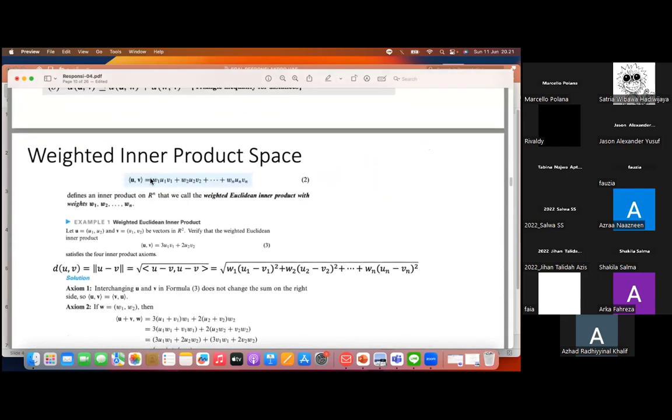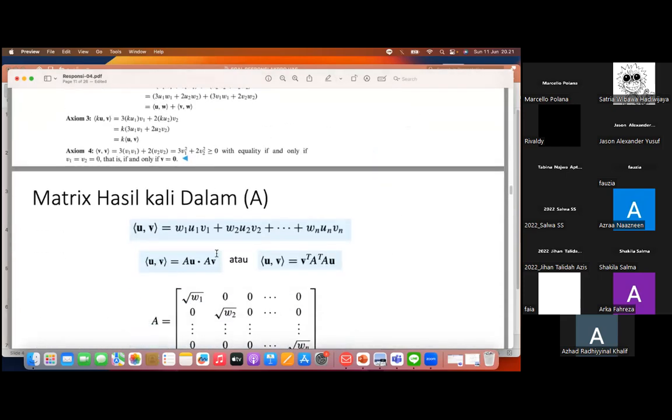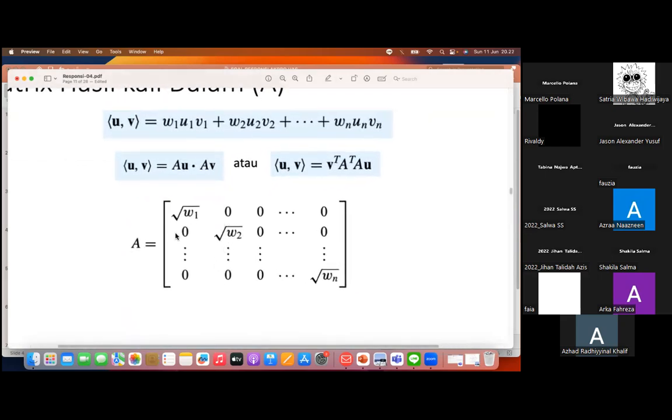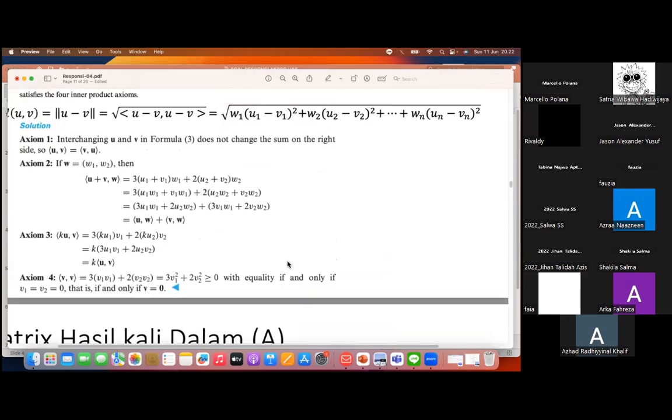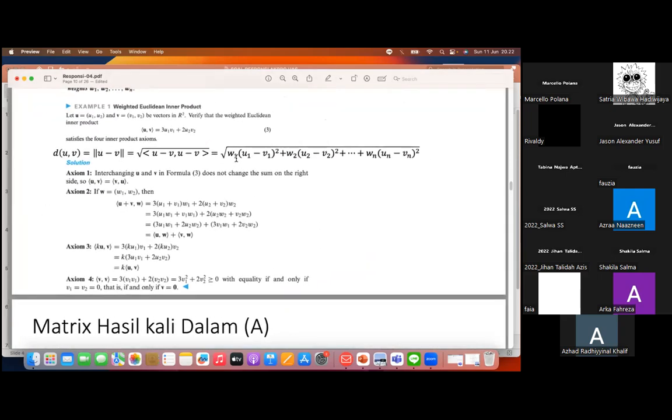This weighted inner product space can also be expressed as a matrix like this, where this is the relation. You can use this, or you can use the easiest form, which is this. And for the matrix A, this A is a diagonal matrix in which the diagonals contain the square root of the weights.